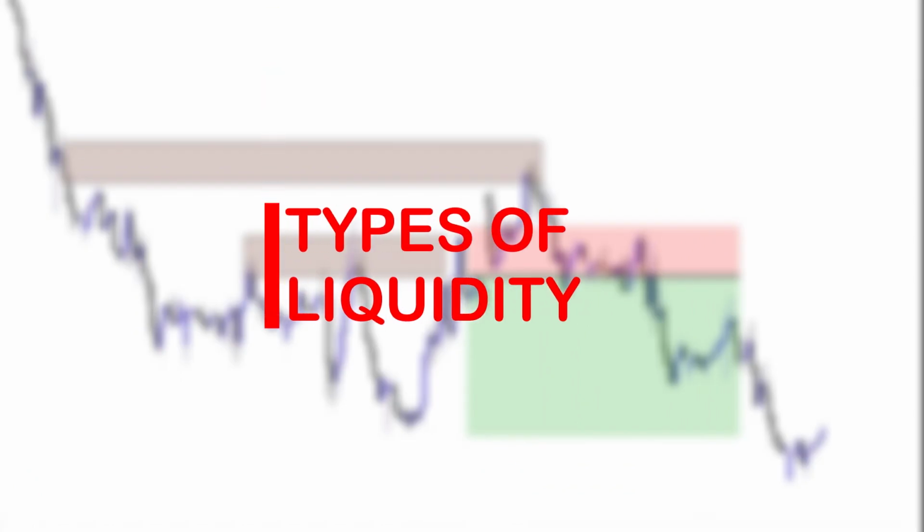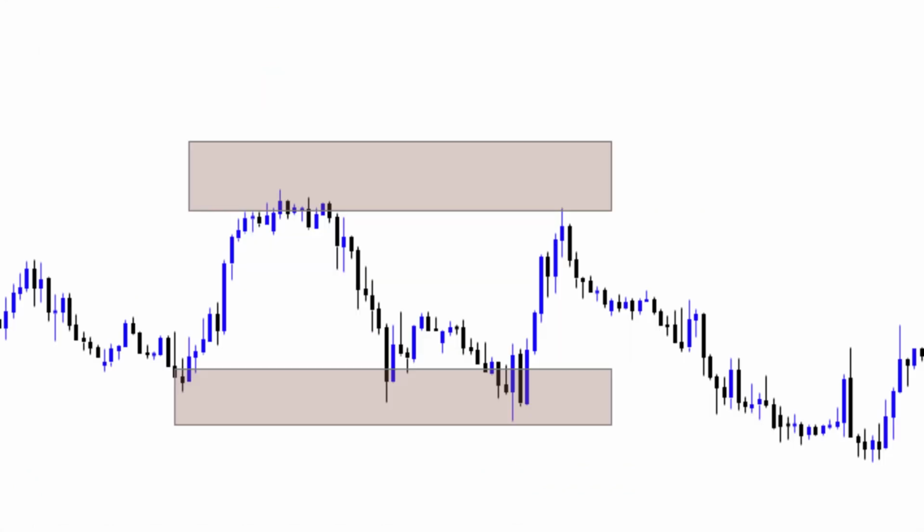Now let us learn about the types of liquidity. There are many types of liquidity, but we will focus on 2 types only, which are equal highs and equal lows, because most of the market forms such types of liquidity only.